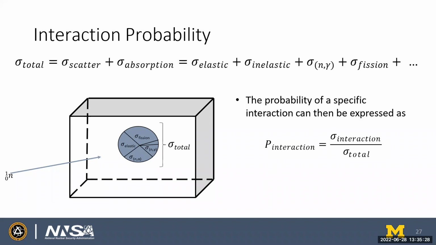And the probability of a specific interaction can then be expressed as that specific interaction type, so elastic scattering, inelastic scattering, or you can go more general, scatter or absorption, over the total. And the total cross-section is still a likelihood within itself, but when we go into the subreactions, you can quantify them over the total.